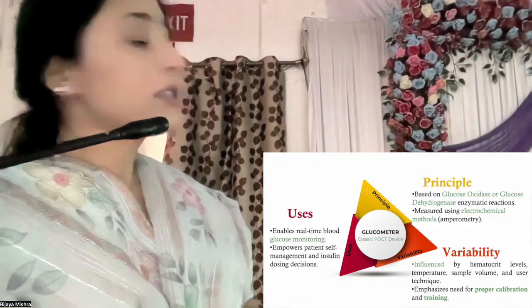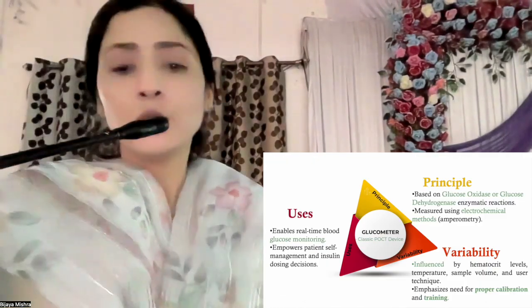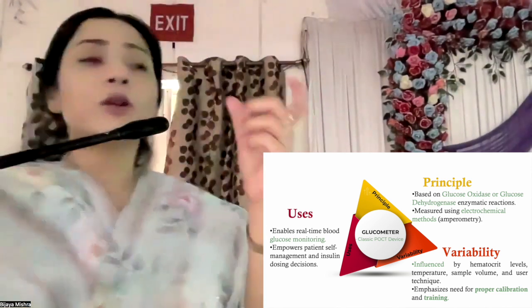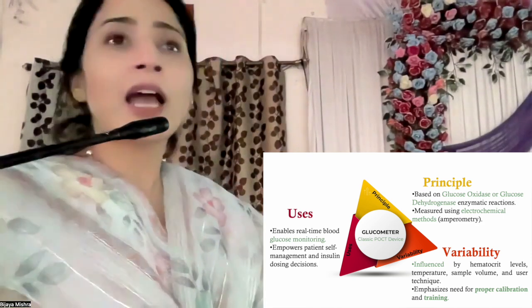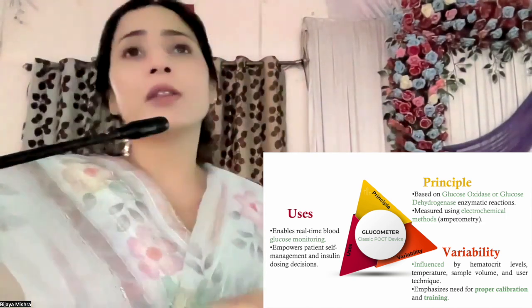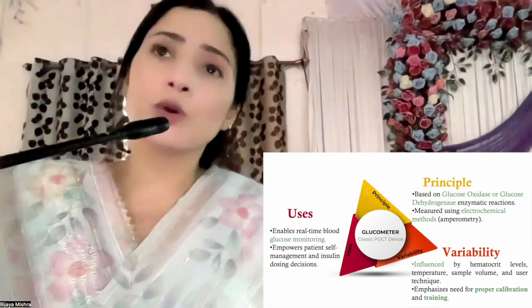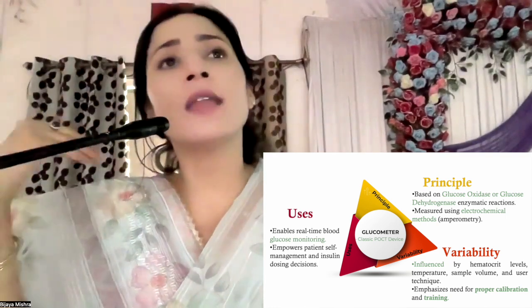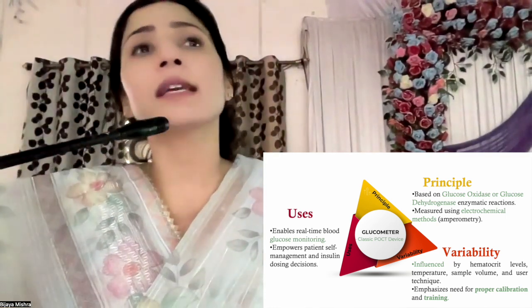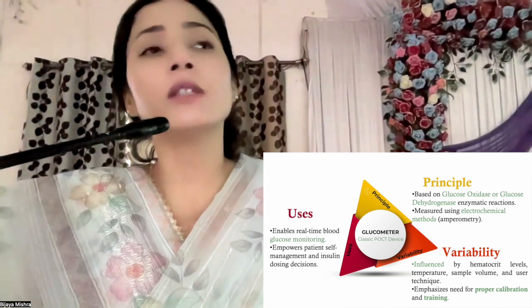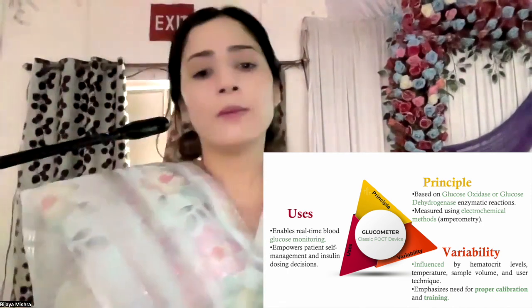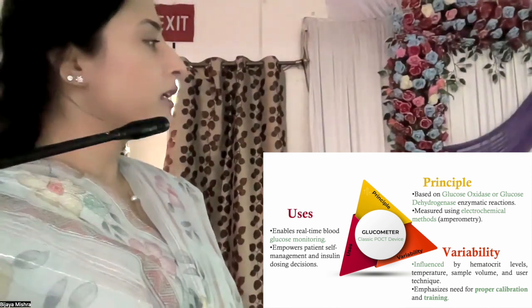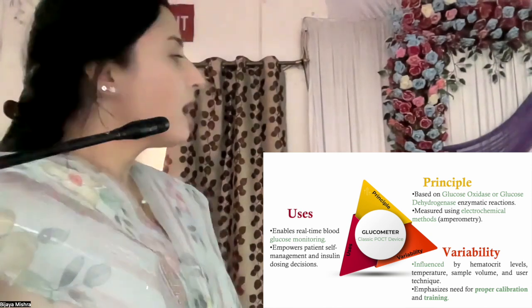So discussing the glucometer, which is one of the most used POCT devices. It is a classic POCT device, and the principle in the glucometer is based on the glucose oxidase or dehydrogenase enzymatic method. Here, glucose is converted to gluconic acid, and during that chemical reaction, an electrical impulse is generated, which is detected as a signal, and the value is given in the device as your glucose value. It is very essential in real-time blood glucose monitoring, and it empowers the patient for self-management and insulin dosing.